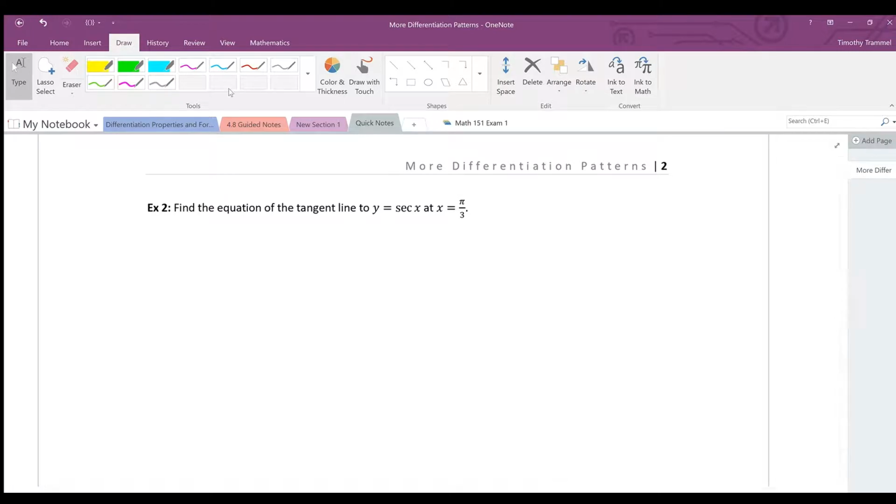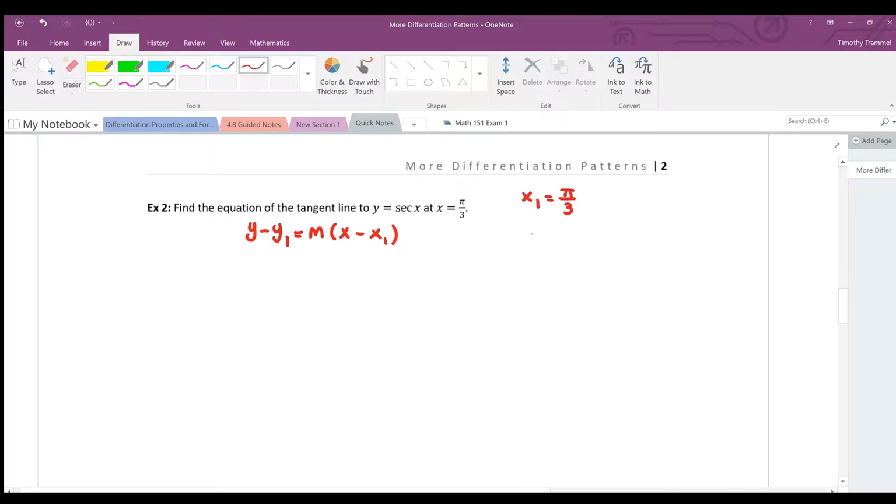All right, and we have another example here. And here, all we're doing is trying to find the equation of the tangent line to y equals secant of x at x equals pi over 3. So remember, we want to use this little formula here. Maybe I'll write m in here this time, and x minus x1. And so x1 for us is this pi over 3.